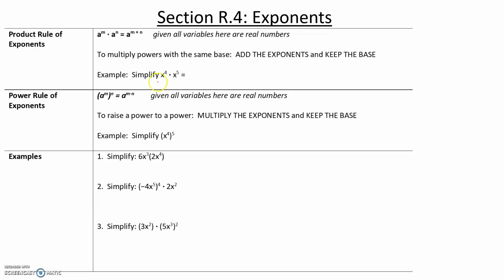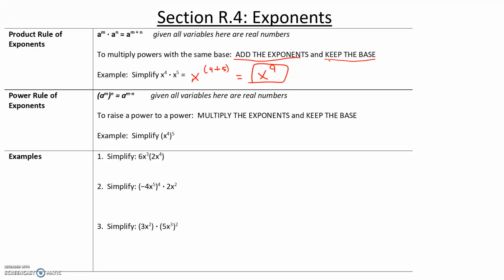So for example, if we multiply x to the fourth times x to the fifth, we are multiplying two exponents with the same base, so we add the exponents and we keep the base. Okay, so let's keep the base and add the exponents, which gives us x to the ninth power. Once again, if you multiply the same base, add the exponents but keep the base.